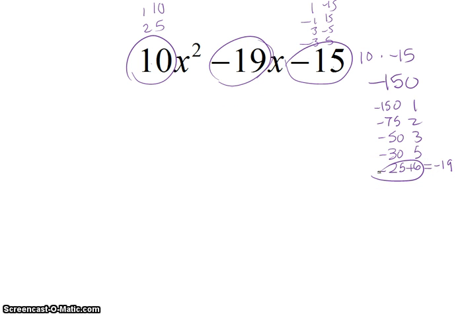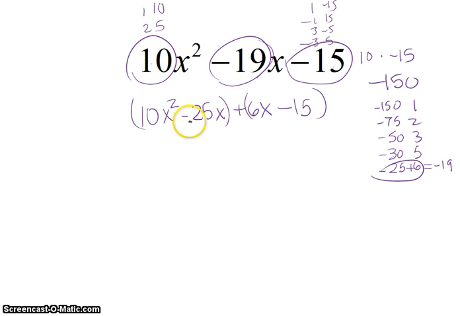So these are the two coefficients that I'm going to use to divide up this negative 19x. So I'm going to rewrite it as 10x squared minus 25x plus 6x, because negative 25x plus 6x is negative 19x, minus 15. And then we just group and factor.